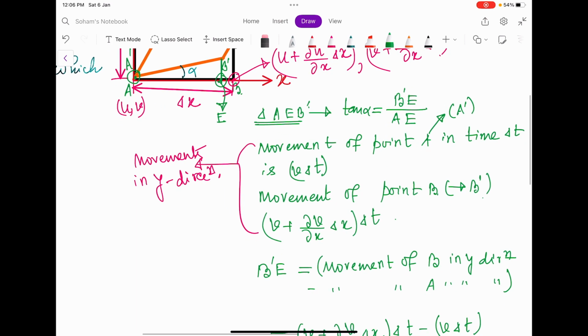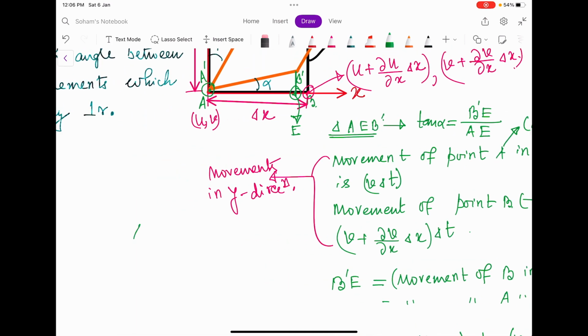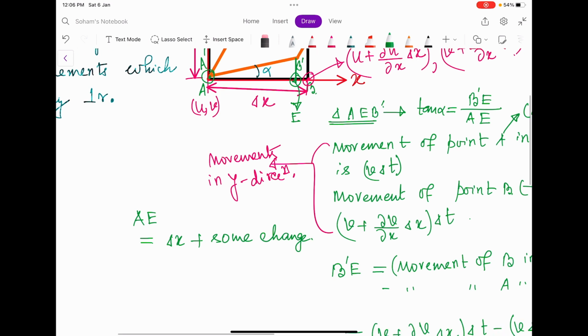So now let us find AE. What will be AE? Initially, the horizontal distance between point B and A was delta x, right? Now we have to find the modified length. So this will be delta x plus some change. This change can be positive or it can be negative.